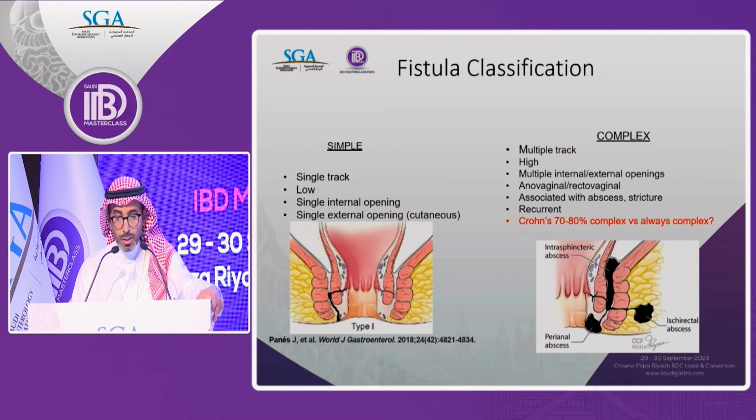Another classification looks at simple or complex. Simple is usually a single tract, low, below the dentate line, single internal or single external opening. Complex is a multiple tract, high above the dentate line, with multiple internal and external openings, anovaginal or rectovaginal fistulas associated with abscesses, stricture, and recurrence. And about 70% of Crohn's disease patients have complex fistula.